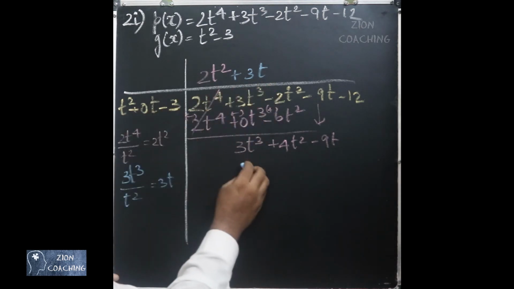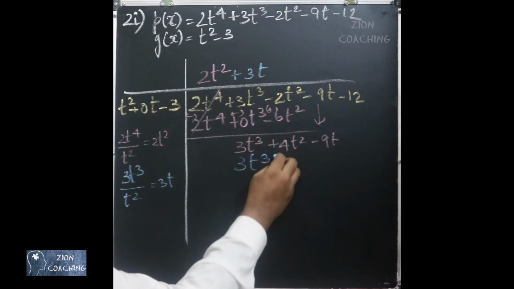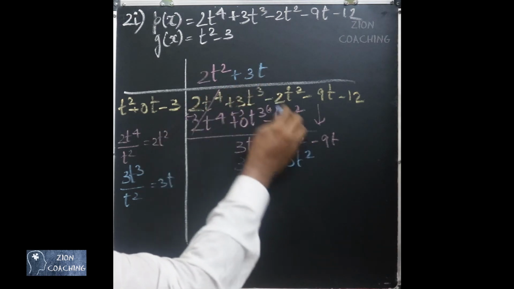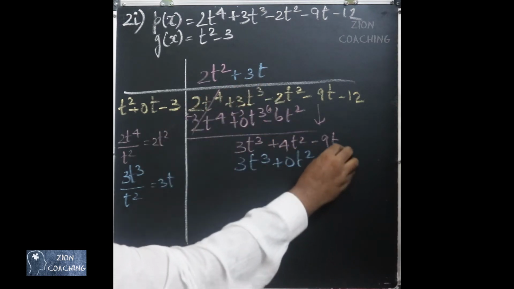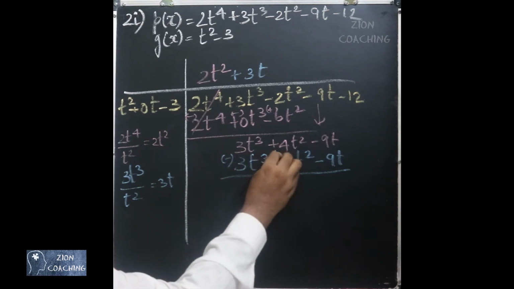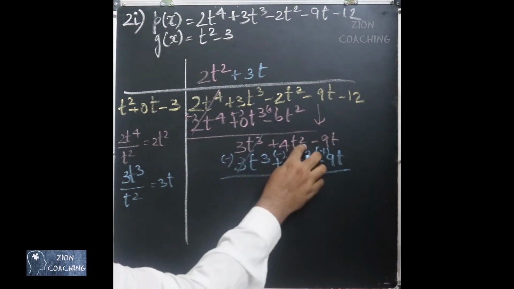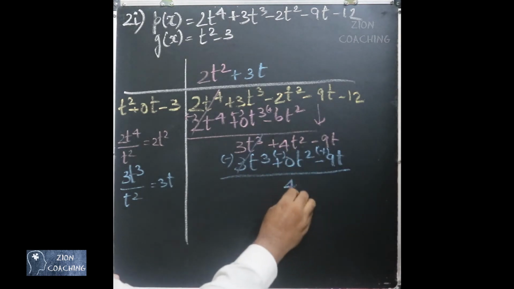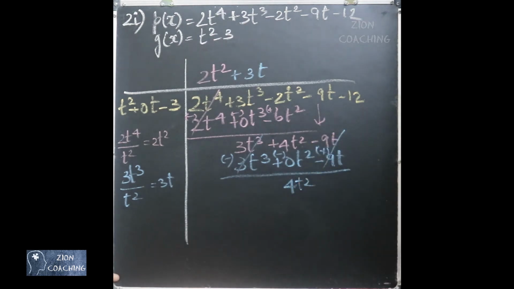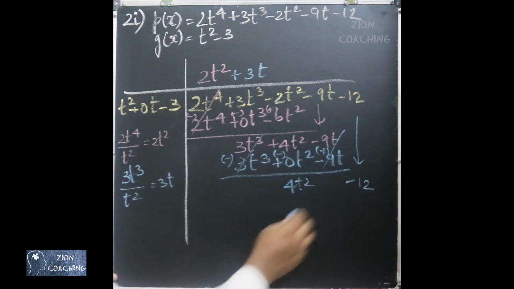Then we are going to multiply the entire divisor by 3t. 3t into t squared is 3t cube. 0t into 3t is 0t squared. Minus 3 into 3t is minus 9t. When we are subtracting, we have to change the symbol and then add. This will get cancelled. 4t squared minus 0t squared is 4t squared. Minus 9t plus 9t will get cancelled. Bring down the next term, we have minus 12.